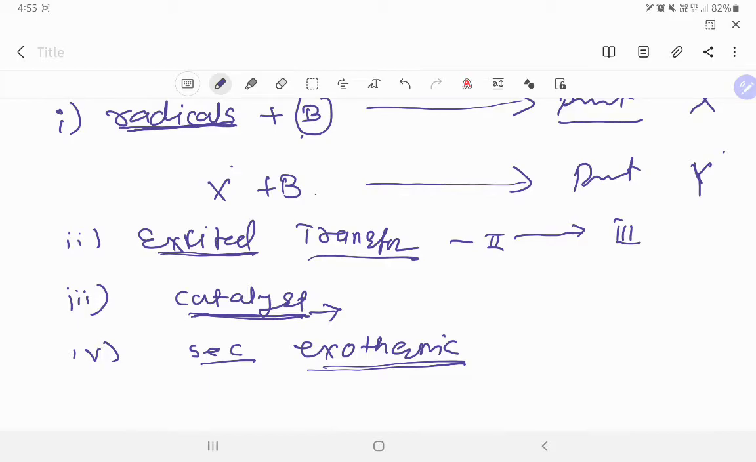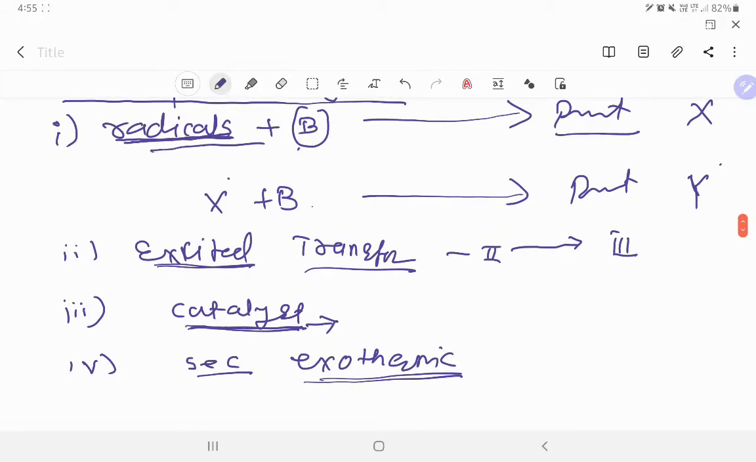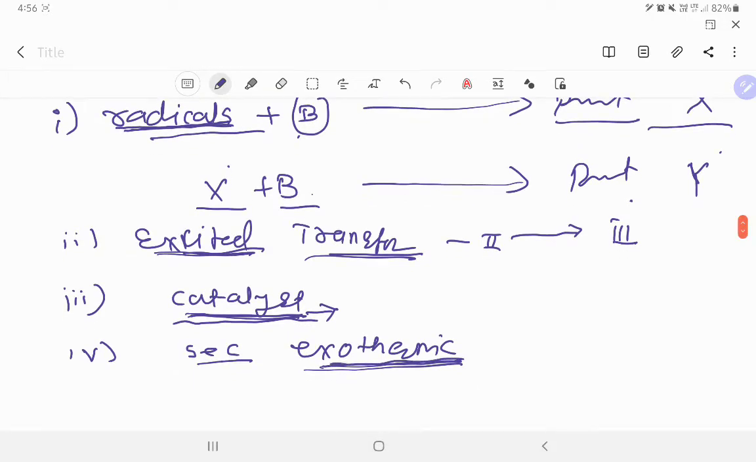There are 3-4 reasons for high quantum yield. Radicals may form intermediates. Intermediates may react with another molecule and form the product. An excited molecule may transfer energy to another molecule, and so on, and the chain will go on. There may be the formation of an intermediate which acts as a catalyst, and the reaction may be exothermic, and due to the exothermic reaction, the thermal reaction will be activated and the quantum yield will be high.